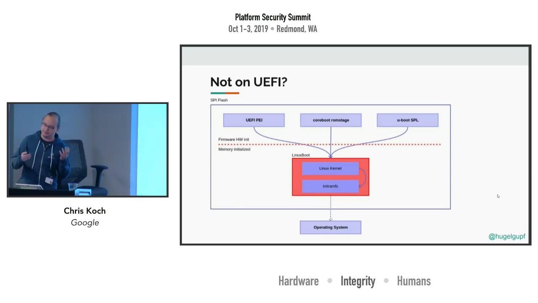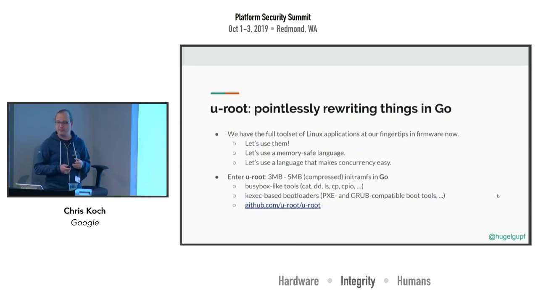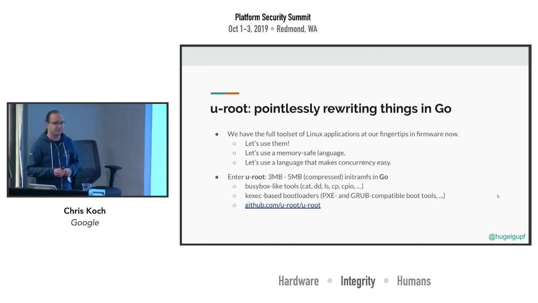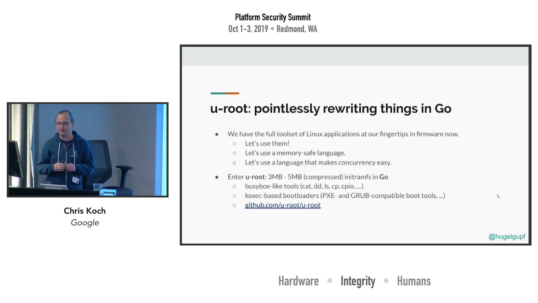But then the question you're probably asking next is, what's actually in that initramfs that we put in Flash with Linux? If you ask our kernel team, some of the people we talk to, we're pointlessly rewriting everything in Go. But the observation we had was, we now have Linux in Flash, so let's try to use a memory-safe language instead of staying in the C world, and use a language that makes concurrency easy. So u-root is a project that has written a bunch of busybox-like tools, like all the stuff you find on Linux, plus kexec-based bootloaders.